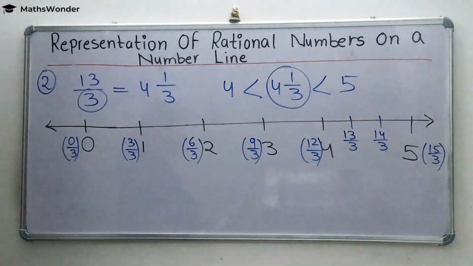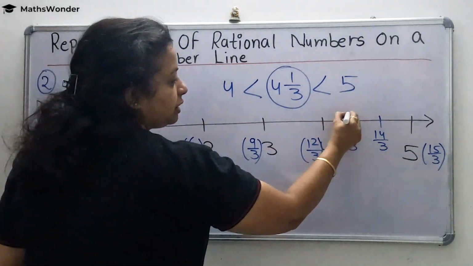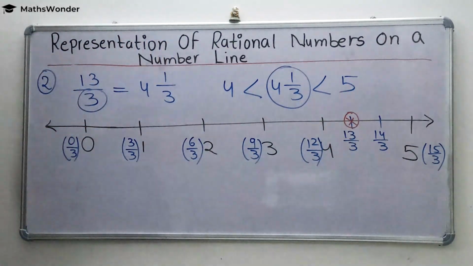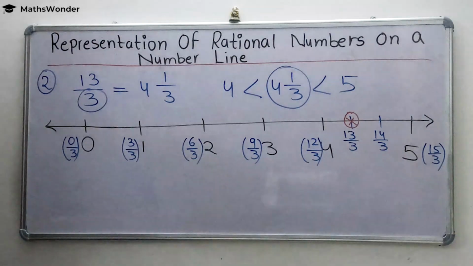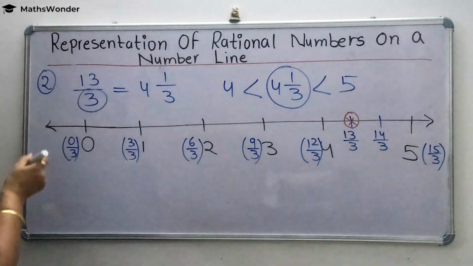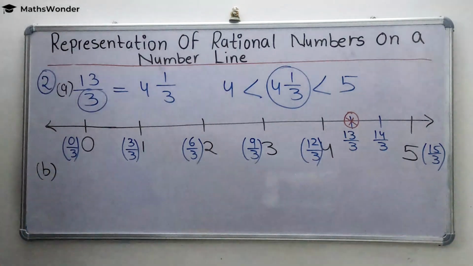So what is your number? We have to represent on the number line 13 over 3. So this is the number which we have to represent. Okay, this is the proper method. If we do the same question with a negative, suppose this is the positive one, the same thing we are doing with the negative.